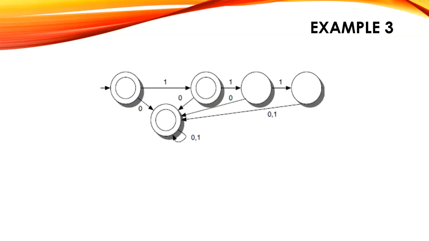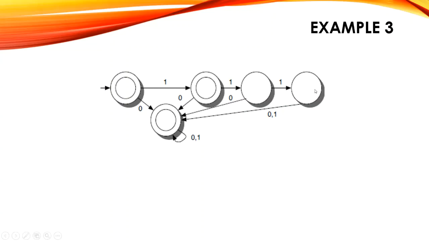Example 3. We have 3 final states and 2 non-final states. By the way, an empty string is still accepted. If we have 1, it will go to this final state. But if we have another 1 after 1, it will go to a non-final state. And if we have another 1, it will go to another final state.